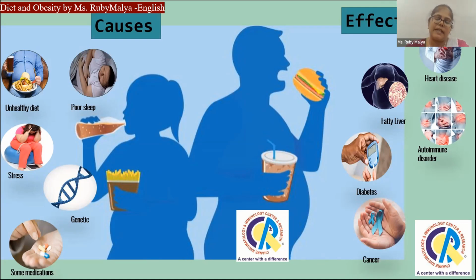Then it leads to diabetes. When fat is accumulating in the cells, it leads them to become insulin resistant. When you get insulin resistant, you may end up having diabetes. The last one is cancer. When you are obese, you may end up having certain types of cancers like prostate or ovarian cancer.